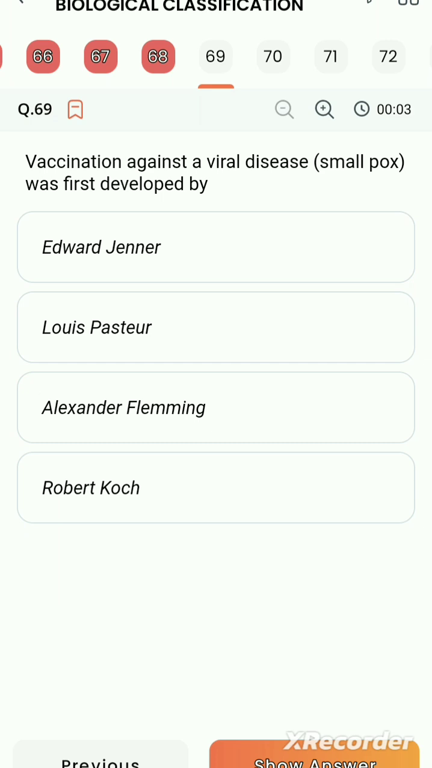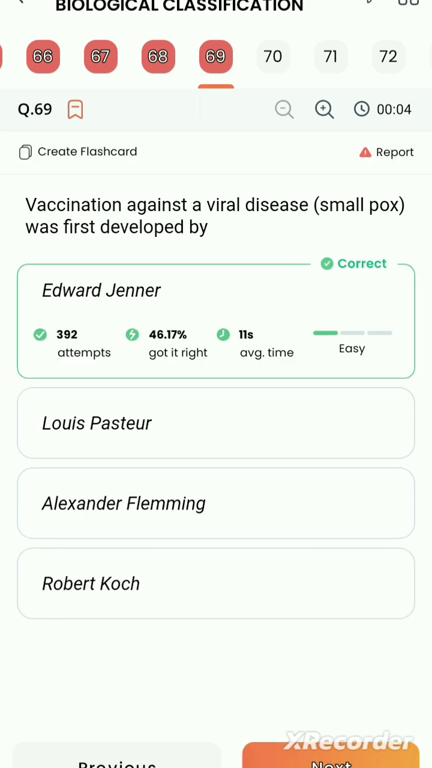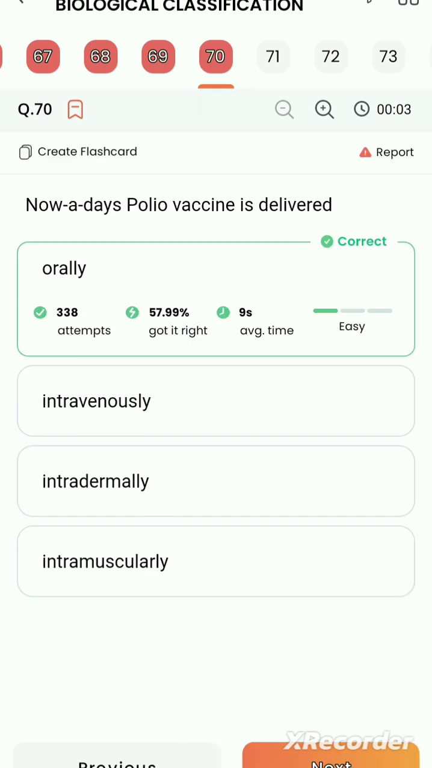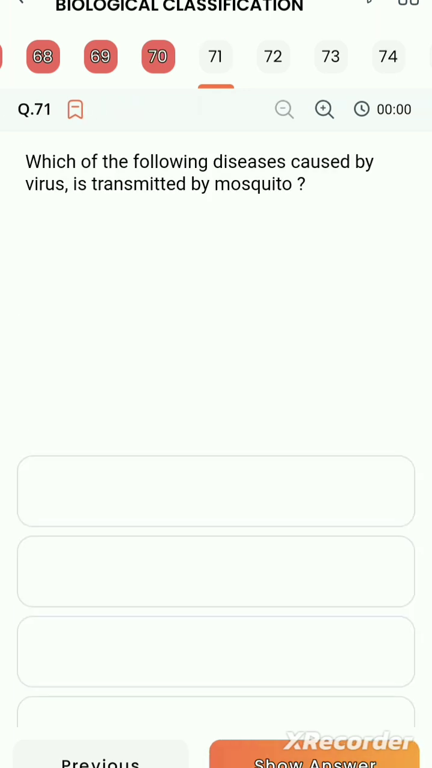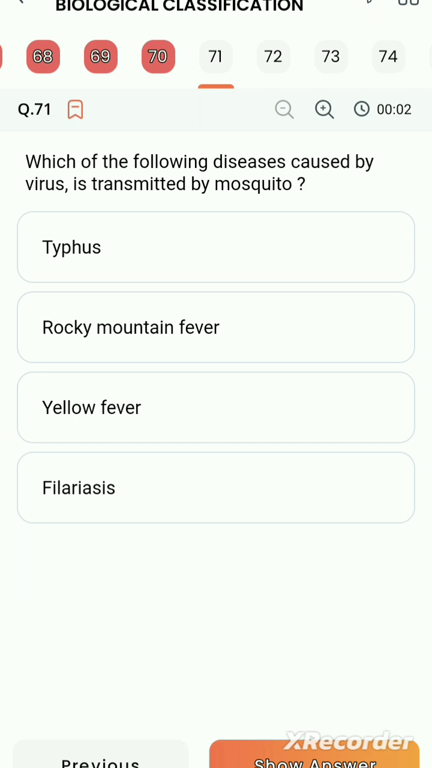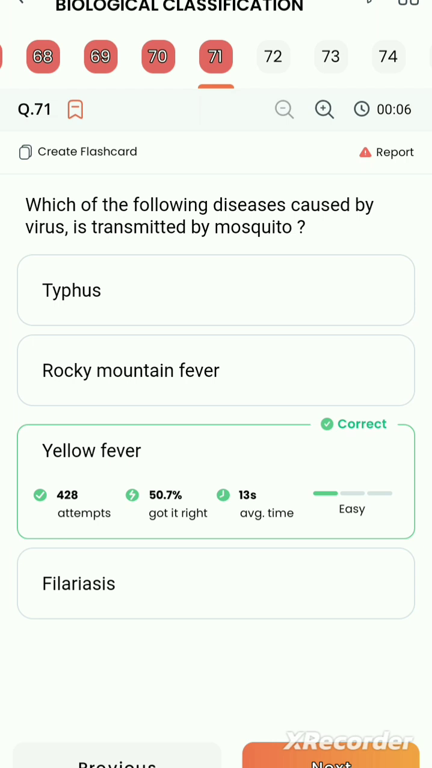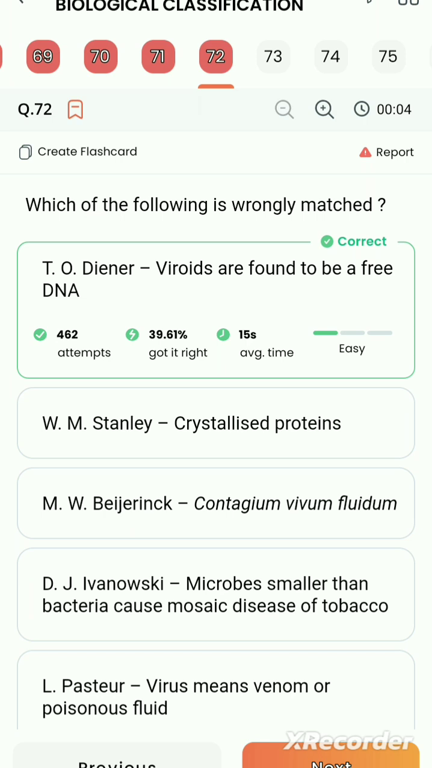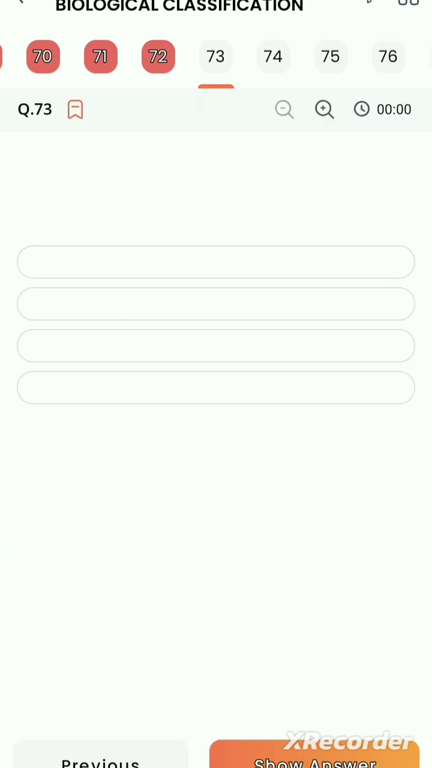Vaccination against a viral disease was first developed by Edward Jenner. Nowadays, polio vaccine is delivered orally. So that was the first vaccine given to all the newborns. Question 71. Which of the following diseases caused by virus is transmitted by mosquito? Yellow fever. Which of the following is wrongly matched? So D.O. Diener, who has found viroids, is wrong: viroids are found to be free DNA. That is the wrong one.